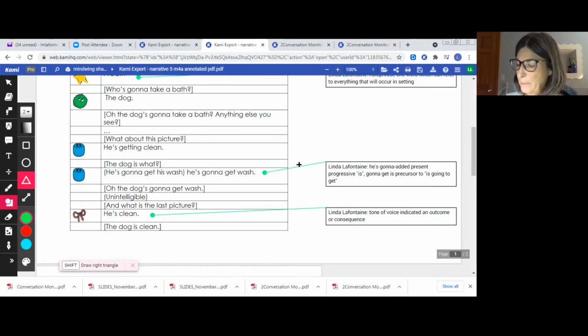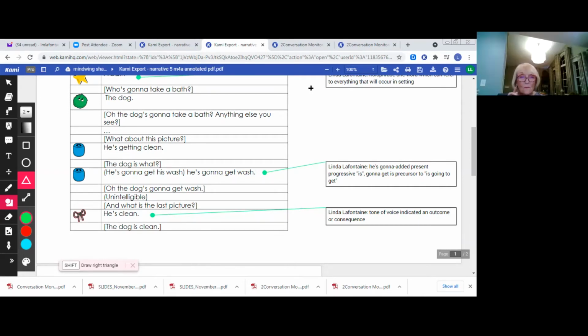All right. Now, I'm not sure what the next thing is. Am I doing the conversation monitoring or am I stopping share? Okay, you're between, stopping sharing for a minute. That's what I thought. Okay, good.